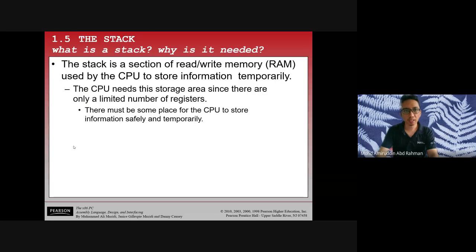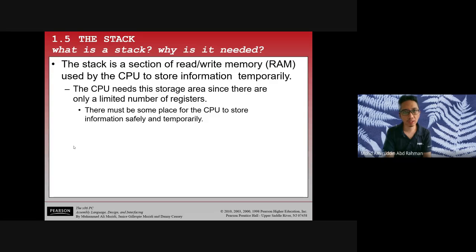Okay, so the stack is a section of read or write memory. So it is from a RAM used by the CPU to store information temporarily. Okay, so the CPU needs this storage area since there are only a limited number of registers. Because of the limited number of registers available at the CPU, the CPU needs this storage area from the RAM. Okay, so we call that a stack. So there must be some place for the CPU to store information safely and temporarily.